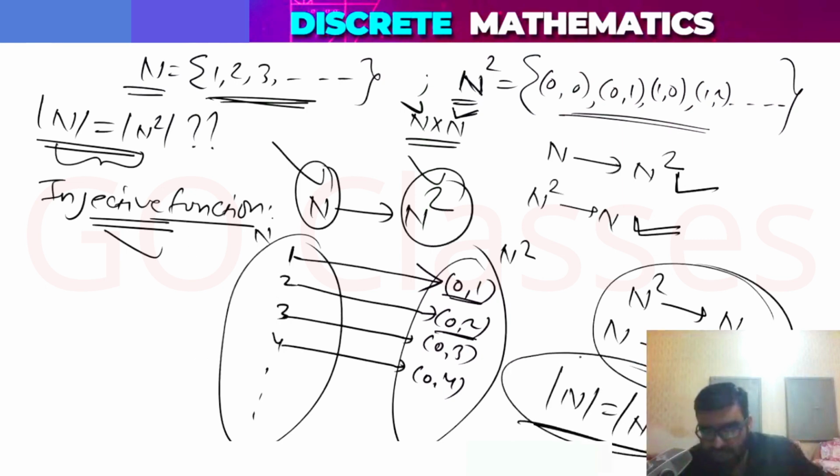So this is another way of showing equal cardinality. You don't have to show a bijection, because let me tell you one thing: showing a bijection is very hard many times. That is why this rule is very helpful. Anyway, let's move on.